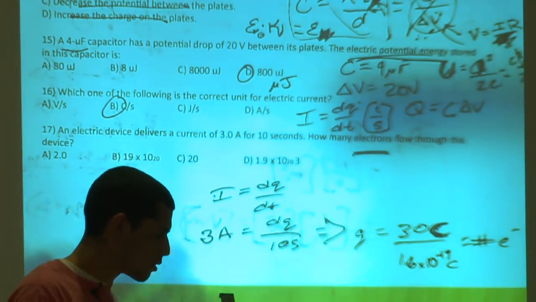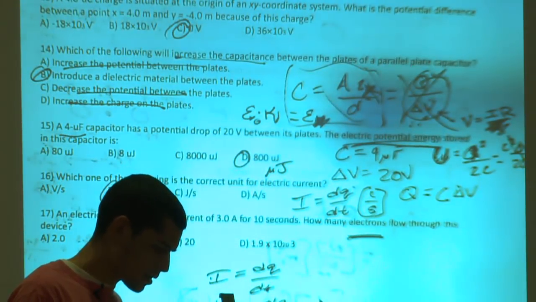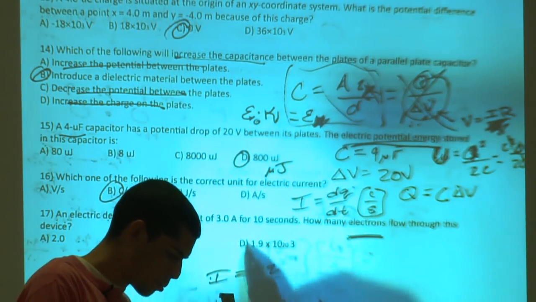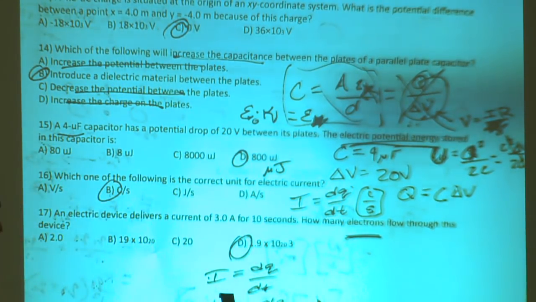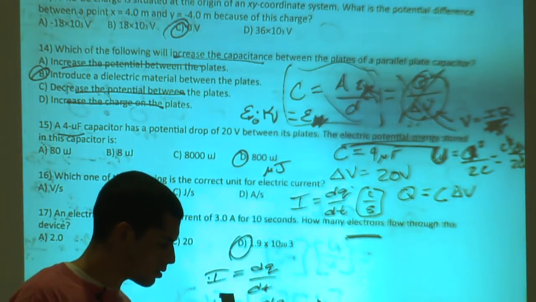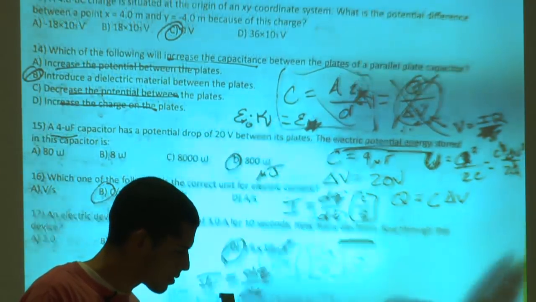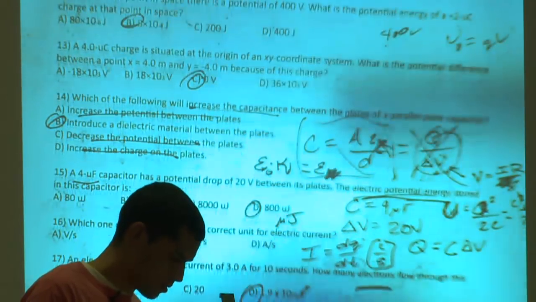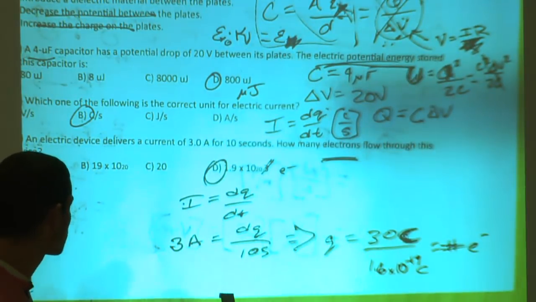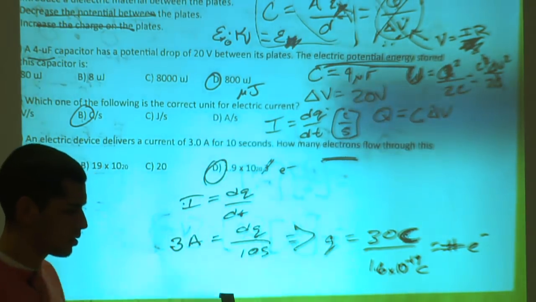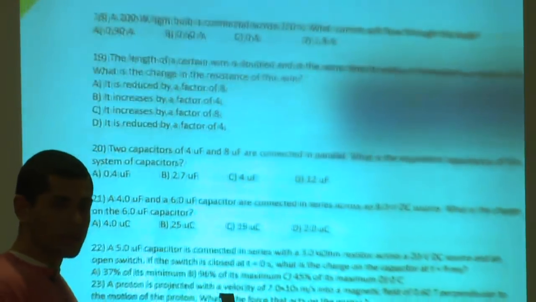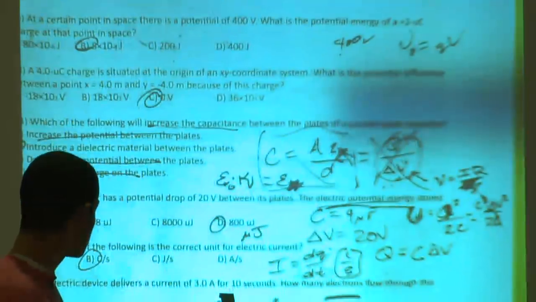Okay, so then we get the number of electrons, and if we were to do that, we'd get 1.9 times 10 to the 20th electrons, right? So there's our work. What was the answer for that? D, so 1.9 times 10 to the 20.